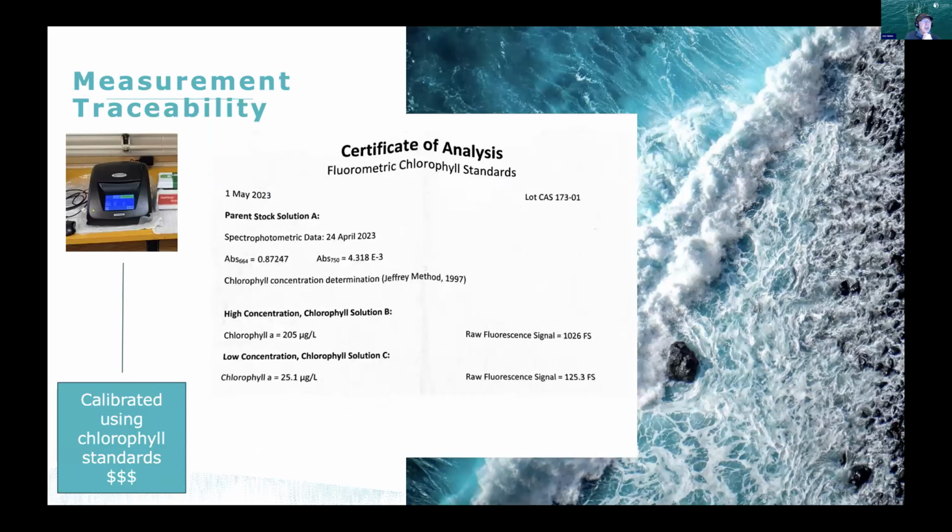And just to let you know, how do we know that that laboratory fluorometer is right? Well, we calibrated that laboratory fluorometer using, again, a traceable standard that we paid a lot of money for. And so we are relying on the laboratories that make those chlorophyll standards, where they extract the chlorophyll, again in acetone, and do a very careful measurement.